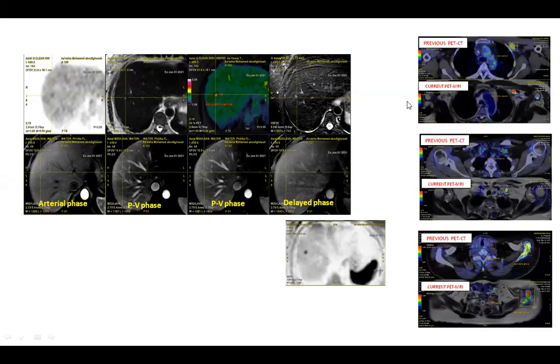Furthermore, a comparison was made as regards the osseous metastatic involvement. As we can see, some of the lesions showed progression in the FDG uptake over time. Other lesions were stationary.